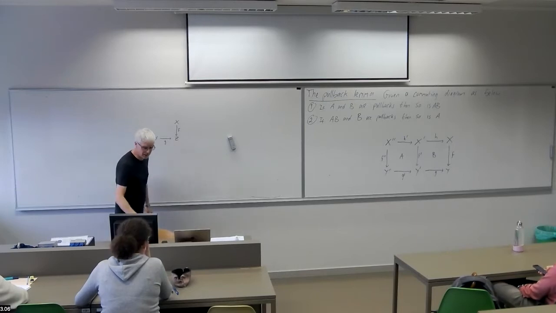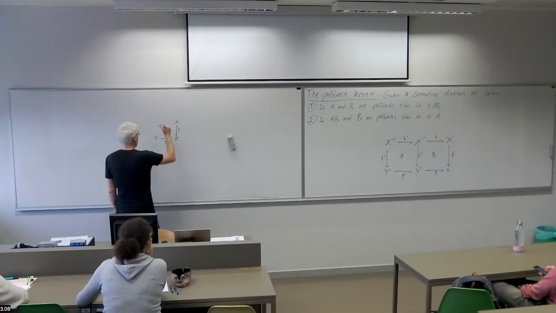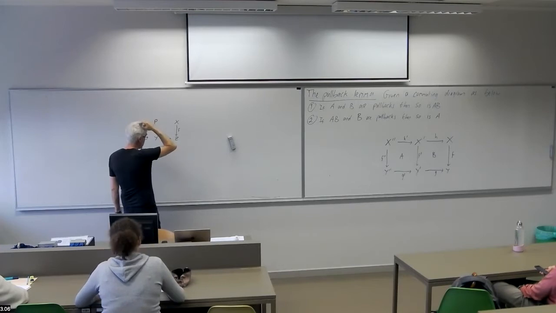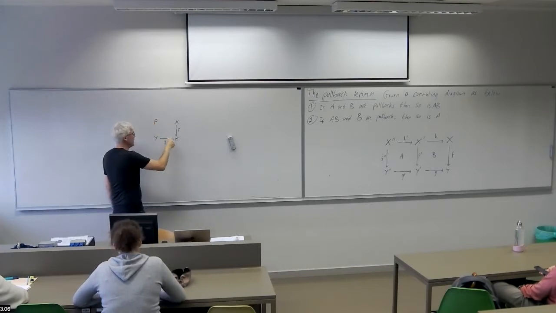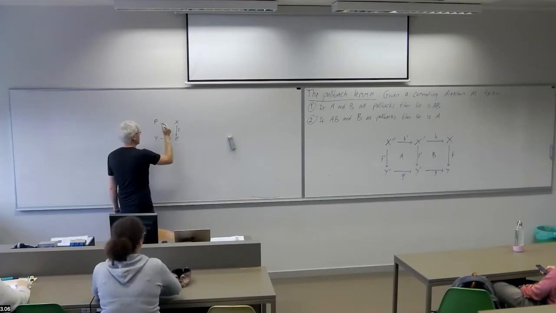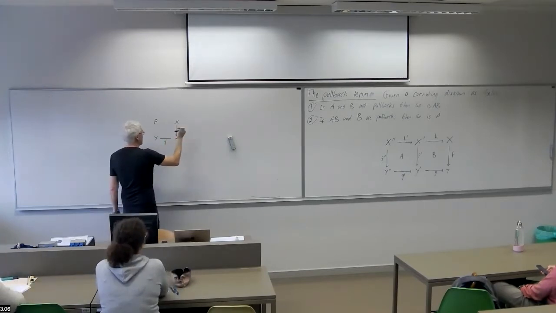Well, what does a limit mean? Well, a limit is a cone. So a cone is given by an object and a collection of maps, one into each of the objects of the diagram for which you're finding a limit. In our case, this cospan. So the cone here is given by 3 maps, one from P to X, one from P to Y, which I'll call Q, and one from P to Z, which I'll call R.